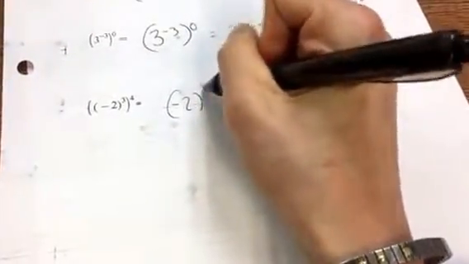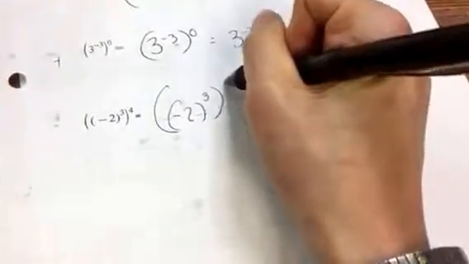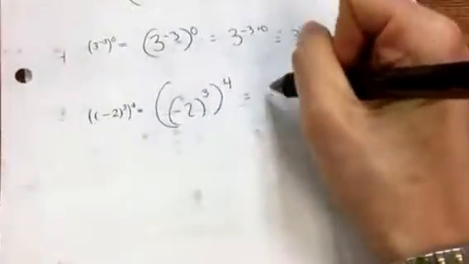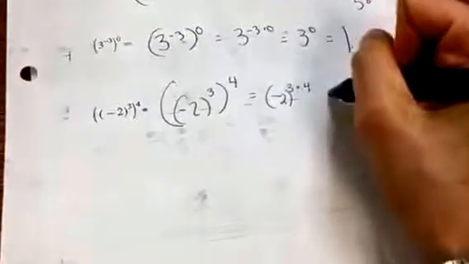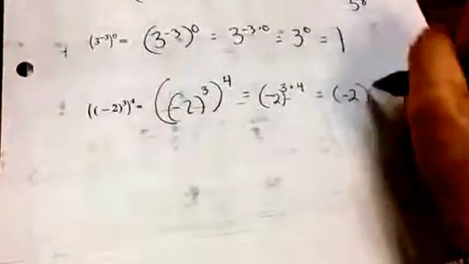Negative 2, that's why those parentheses are there, to the 3rd power, parentheses around that, to the 4th power, equals my base of negative 2 to the 3rd power times 4 equals my base of negative 2 to the 12th power.